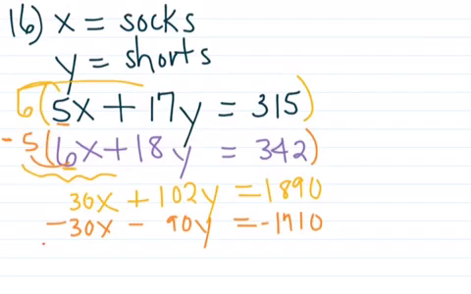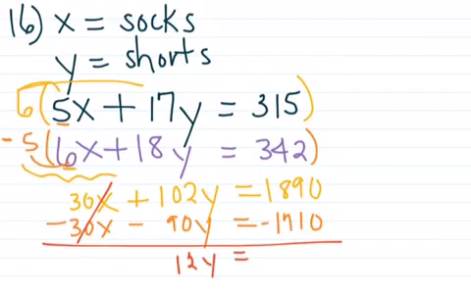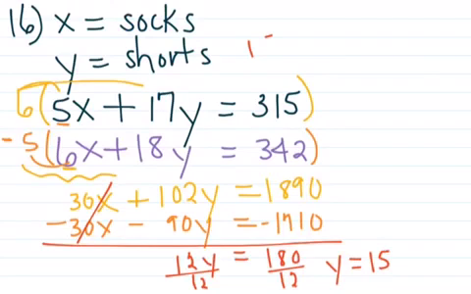So when we combine these, the x's do go away. 102y minus 90y is 12y. 1890 minus 1710 is 180. Divide both sides by 12. So y equals 15. Well, y was shorts, so that means we have 15 pairs of shorts.